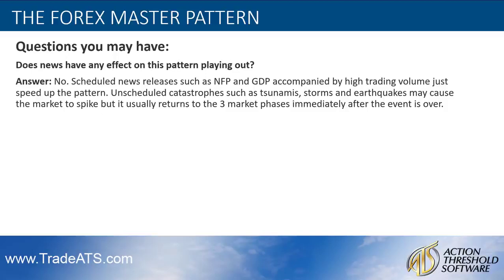The only difference to this is unscheduled catastrophes such as tsunamis, storms, and earthquakes may cause the market to spike, but it usually returns to the three market phases immediately after the event is over. It will always return to them, but just how quickly that happens is dependent on the catastrophe.